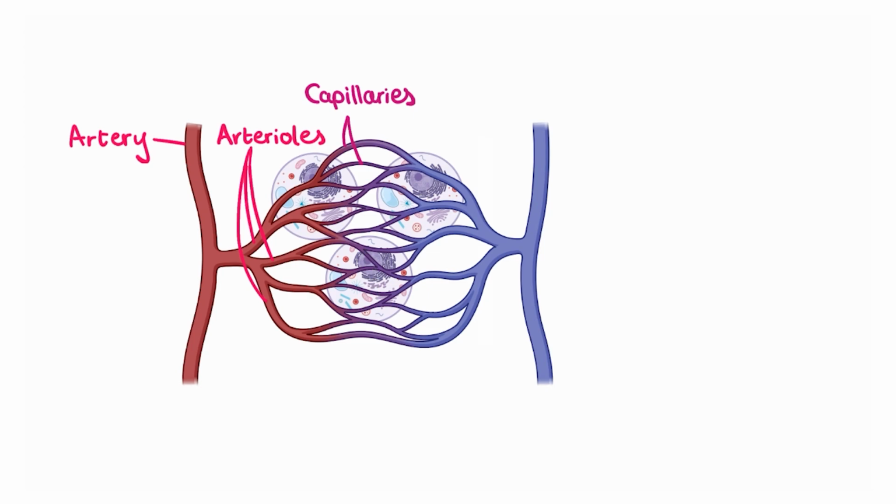In order to do this, they form this network in the tissue called a capillary bed. After the exchange of substances has taken place, as the capillaries are leaving the capillary bed, they gradually join with each other to form larger vessels called venules. Finally, these venules join together to form veins, and it's the veins that carry the blood back to the heart.